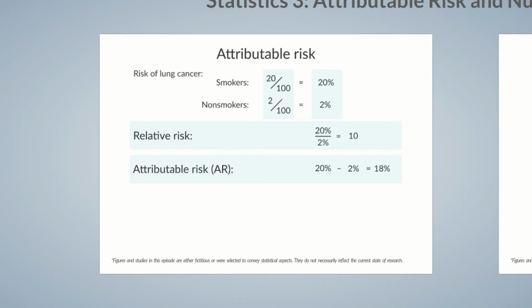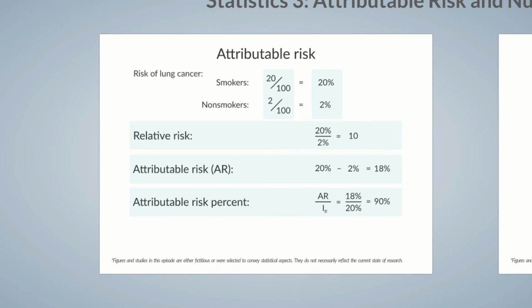From the attributable risk, we can also calculate the attributable risk percent. This value is calculated as the attributable risk divided by the incidence of disease in the exposed group. In this case, it's 18% divided by 20%, which is 90%. This attributable risk percent of 90% implies that cancer development in the 90% of individuals that smoked was indeed due to smoking.